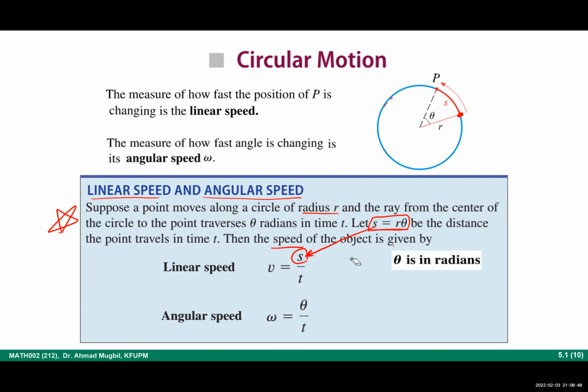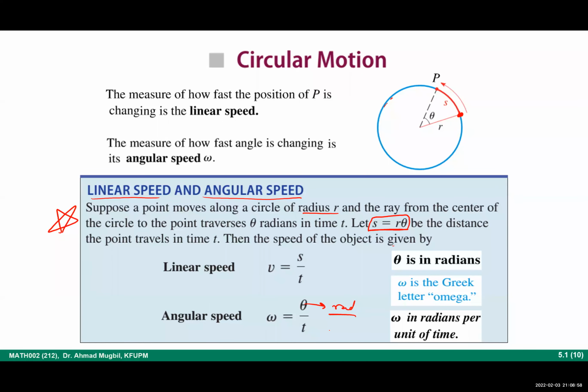Of course, theta is in radians. Omega, as I told you, is a Greek letter. Omega is radian per time, because here this is theta, radian, per time. It could be second, minutes, hours, and so on. What I want you to notice here is, what is s? S is r theta over t.